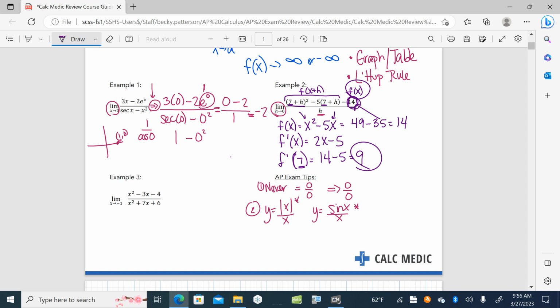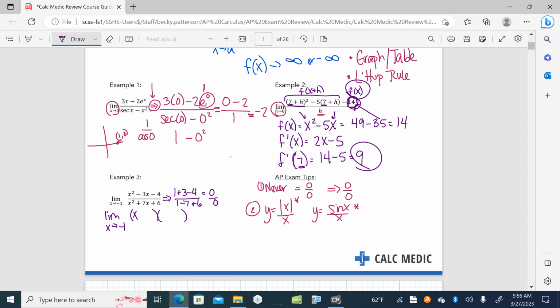Example number 3. Again, I'm going to start by just plugging in my negative 1 and evaluating my limit. And that's going to give me 1 plus 3 minus 4, which is 0. And the bottom is going to give me 1 minus 7 plus 6, which is also 0. So again, this is indeterminate form. This looks very cute and quadratic and probably factorable, so the first thing I'm going to do is try to factor it, which is one of my options that I have under indeterminate form.